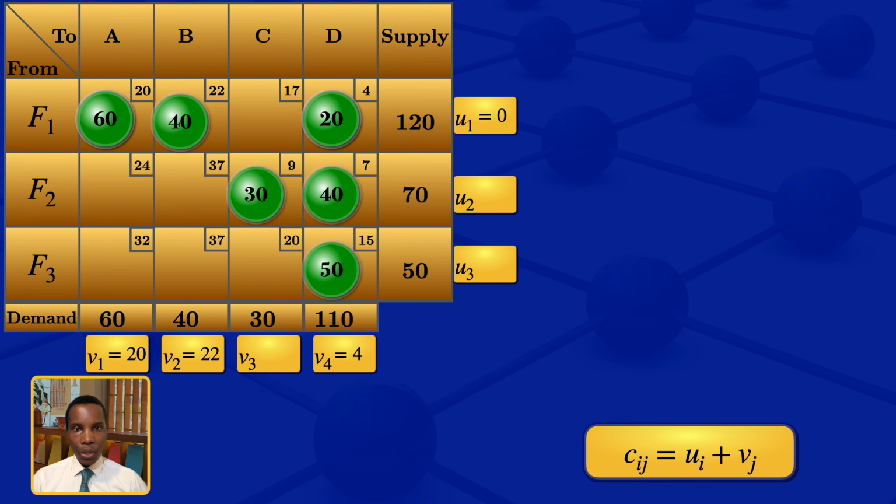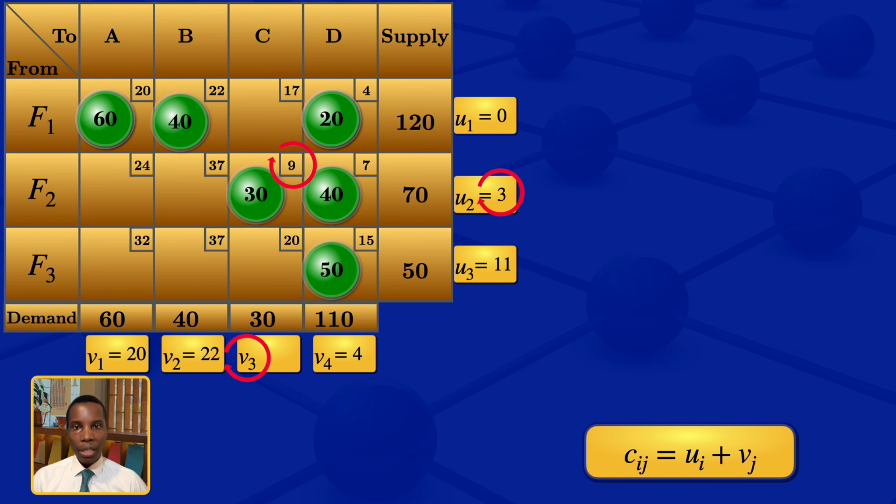And then we go on and look at this 7. 7, we are saying it is equals to U2 plus V4. So we'll be having U2 there is equals to 7 minus 4, which gives us a 3. And then we go on to the next one. We look at this 15. 15, we are saying it is equals to U3 plus V4. So U3 is equals to 15 minus 4, which gives us an 11. And then lastly, we look at this part here, the 9. For the 9, we'll be saying it is equals to the 3 plus V3.